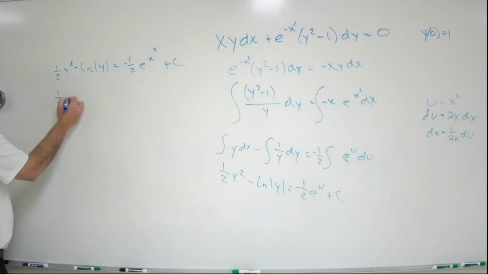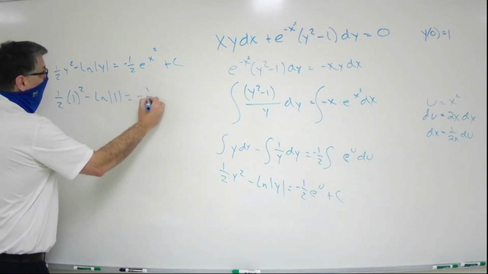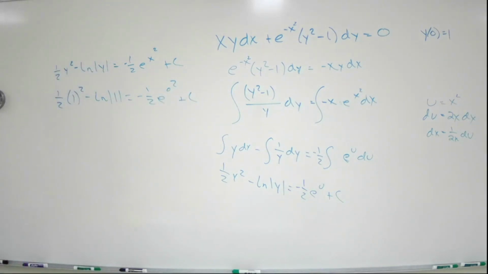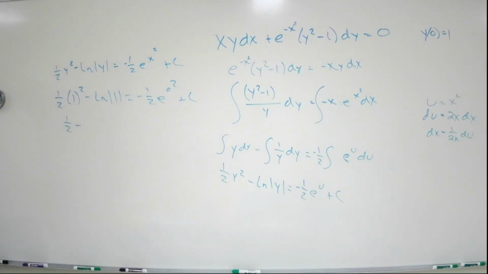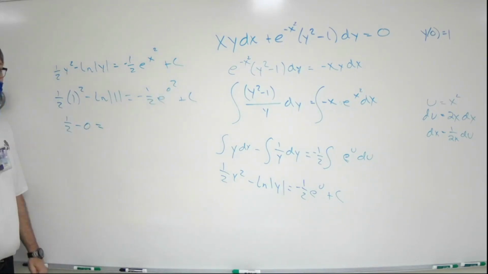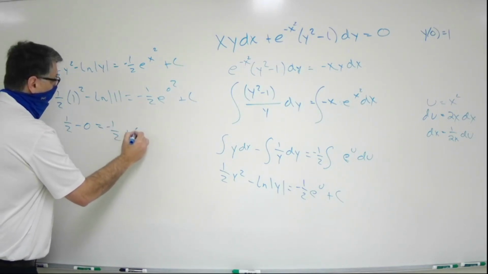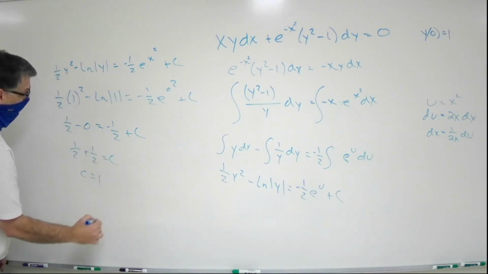I've got 1/2 times 1 squared minus ln of the absolute value of 1 equals negative 1/2 e to the 0 squared plus c. Right? Here we go. What is 1 squared? The 1 times 1/2 is? Minus, what is ln of 1? It is 0. Equals, what's e to the 0 power? 1. What is 1 times a negative 1/2? This gives me 1/2 plus 1/2 equals c, therefore c equals 1, right?